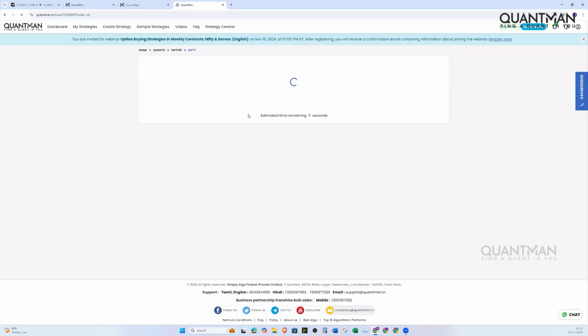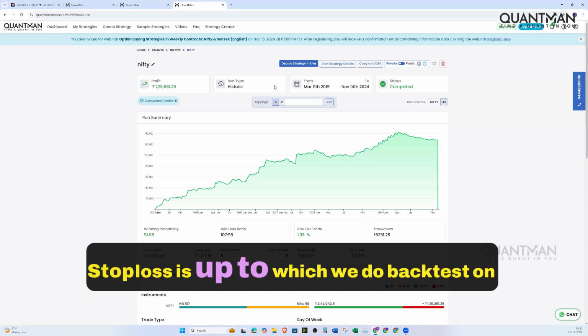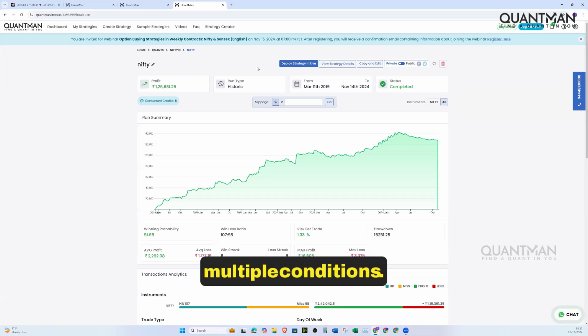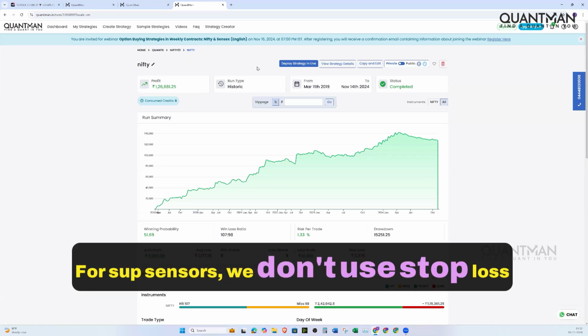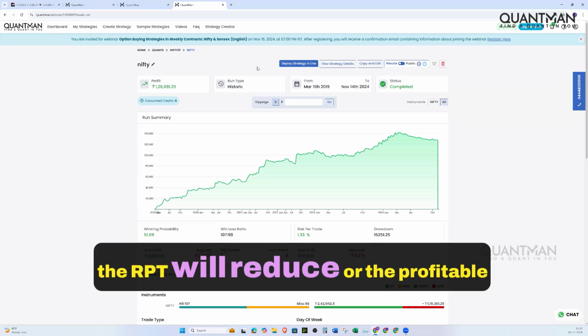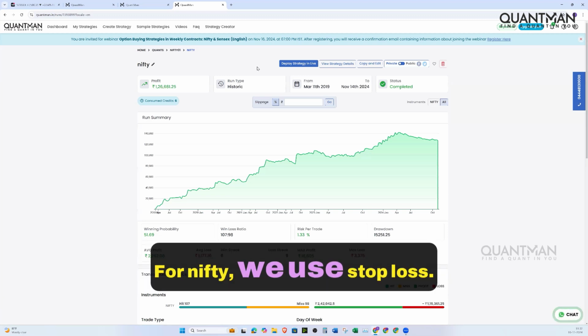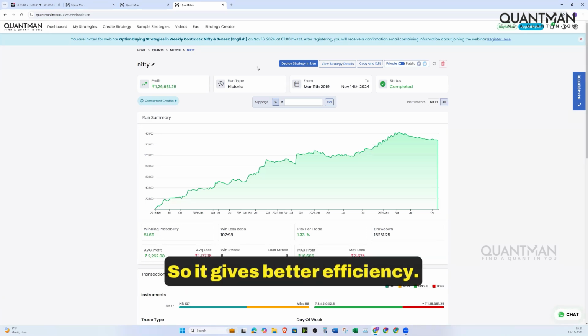Now I do backtest. Yeah, we add one by one. Stop loss is up to which we do backtest on multiple conditions. For Sensex, we don't use stop loss, because if we use stop loss, the RPT will reduce or the profit factor will reduce. For Nifty, we use stop loss. So it gives better efficiency.